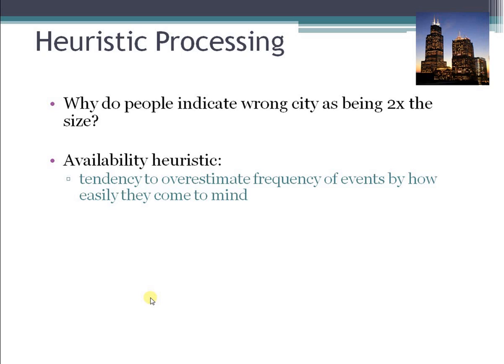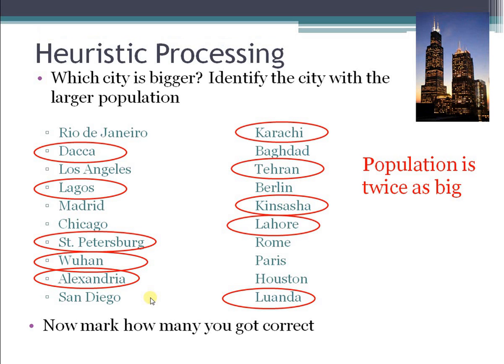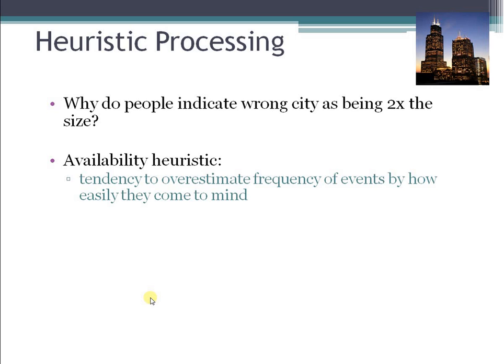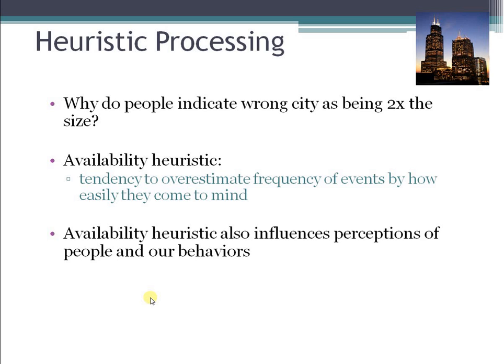We tend to overestimate the frequency of events by how easily they come to mind. Right? We tend to overestimate the population of our city, Chicago, because we can think about how big the city of Chicago is. Most of us have probably never been to Lahore, Pakistan. We have no idea what that city is like. But we know that Chicago is big, so given that choice, we're going to go with what we know, the available information. This tendency to overestimate the frequency of events by how easily they come to mind.